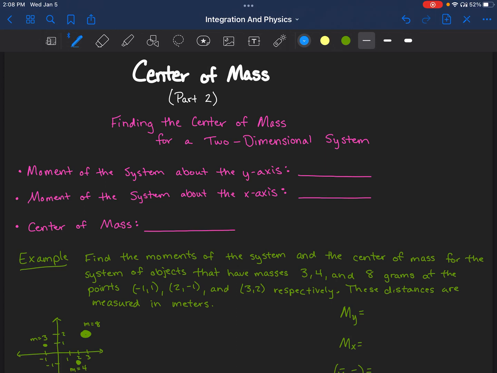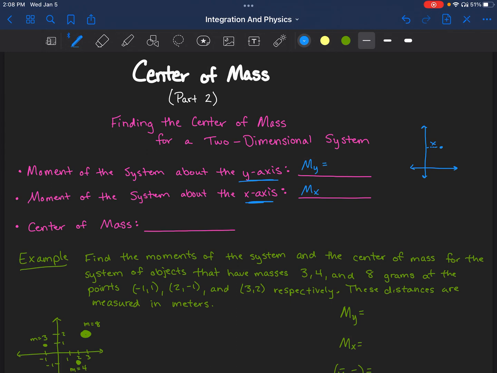So that's why we're going to talk about the moment of the system about the y-axis and the moment of the system about the x-axis. Now, the moment of the system about the y-axis is represented by My. The moment of the system about the x-axis is Mx. Now, these two are very different things because if you think about it, let's say I have a point right there. If I want to find the moment of the system about the y-axis, I'm figuring out how far it is from the y-axis. So I'm actually looking at the x-coordinate of it.